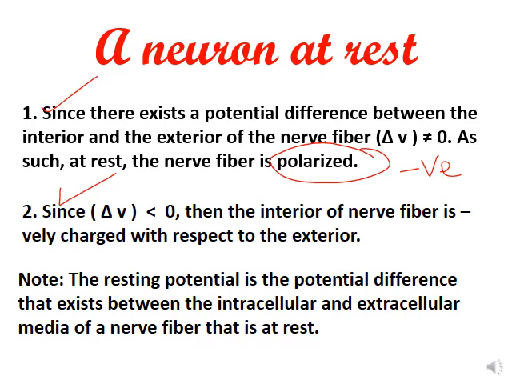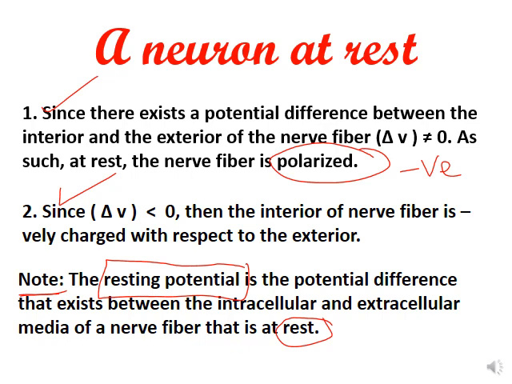You have to know these two conclusions: the neuron at rest has a potential difference that is not equal to 0, it is equal to minus 70 millivolts. At rest, the nerve fiber is said to be polarized, meaning that it's negatively charged. Since delta V is less than 0, the interior of the nerve fiber is negatively charged with respect to the exterior. As a note, the resting potential is the potential difference between the interior and the exterior of the nerve fiber at rest. That's why it's called the resting potential.